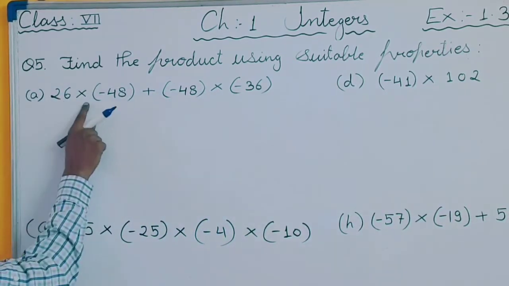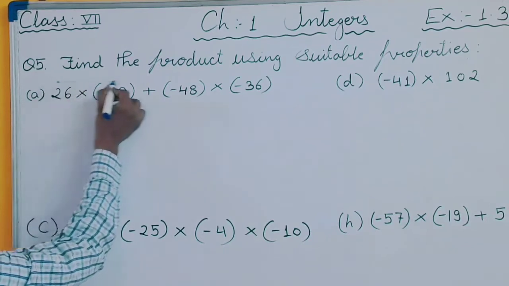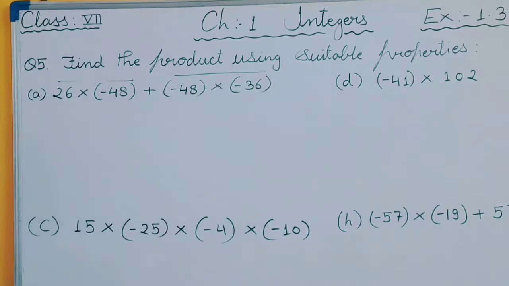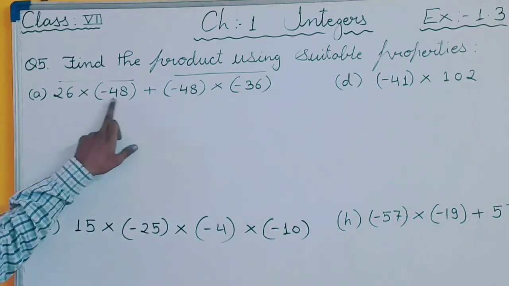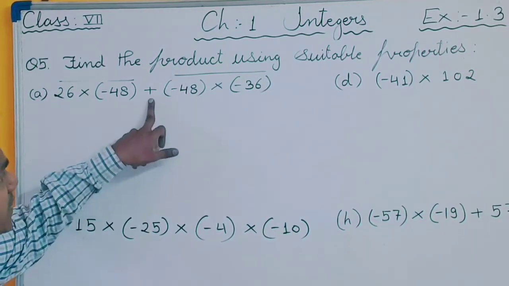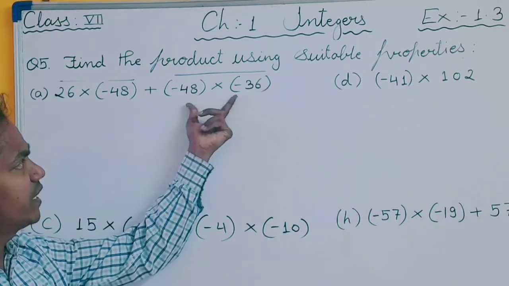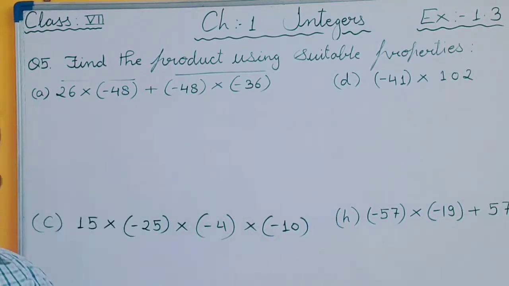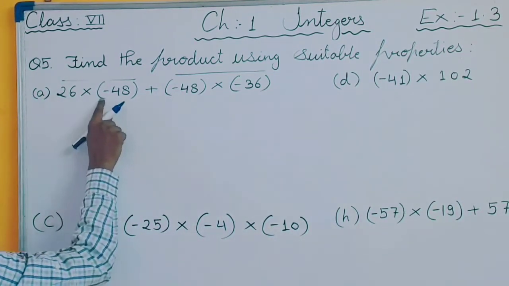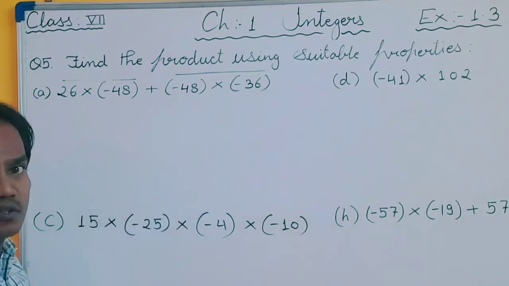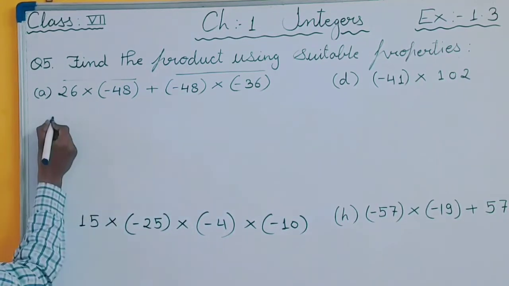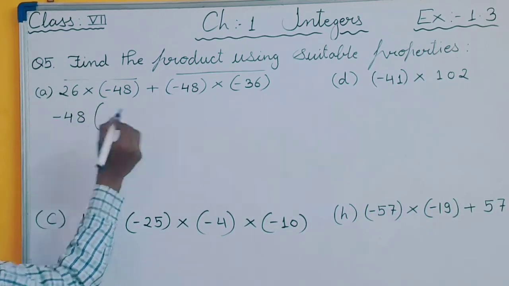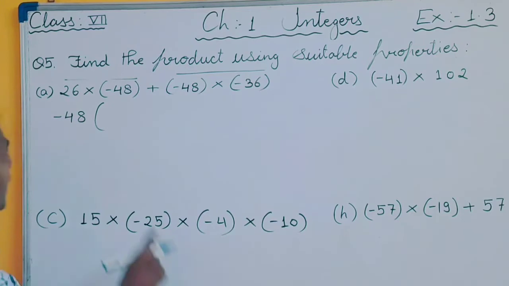Okay. 26 multiplied by minus 48. This is one group. And minus 48 multiplied by minus 36. 26 multiplied by minus 48, in between plus sign is given, and this is minus 48 multiplied by minus 36. Now look here, what is common in this question? You can look here, minus 48 and minus 48 is common. So I will take common minus 48, I will use it only once. And what is remaining, that I will put in bracket.